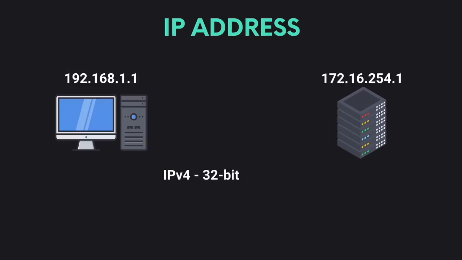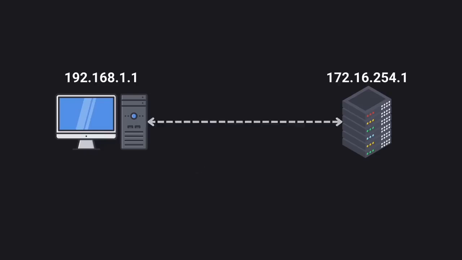IPv4 addresses are 32-bit, which allows for approximately 4 billion unique addresses. However, with the increasing number of devices, we are moving to IPv6, which uses 128-bit addresses, significantly increasing the number of available unique addresses. When two computers communicate over a network, they send and receive packets of data.